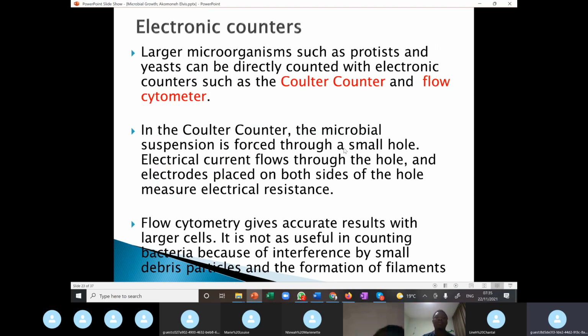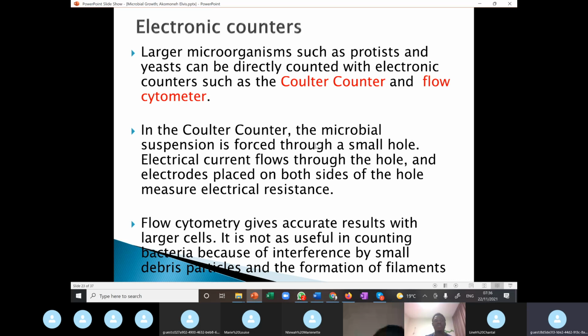We can also use electronic counters to measure microbial growth. There are two popular counters that are being used now. We have the Coulter counter and the flow cytometer. In the Coulter counter, the microbial suspension is forced through a small hole, and the flow of electric current is obstructed by the presence of these microbial cells in that small hole. So we have a small hole that is linking the anode and the cathode, and electric current is supposed to flow through that hole from the anode to the cathode.